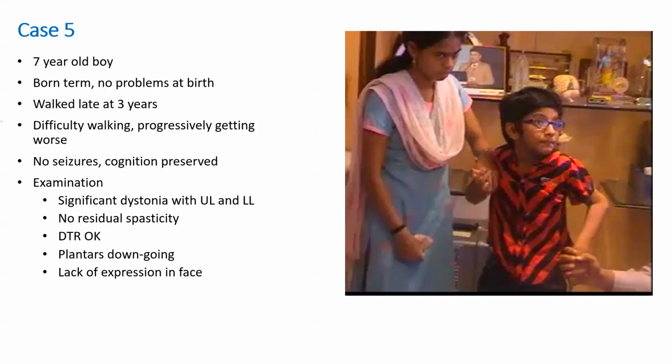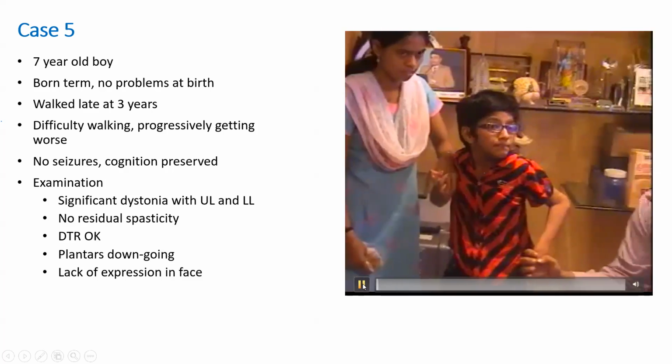We want to always catch a treatable disorder. So this is case 5, second last case, a 7-year-old boy born at term, no problems at birth, who walked late at 3 years of age. He has difficulty in walking, which is progressively getting worse. He has no seizures, his cognition is preserved.